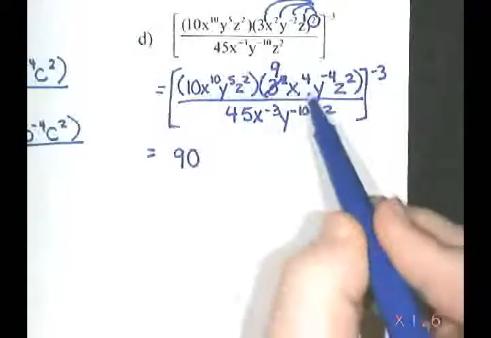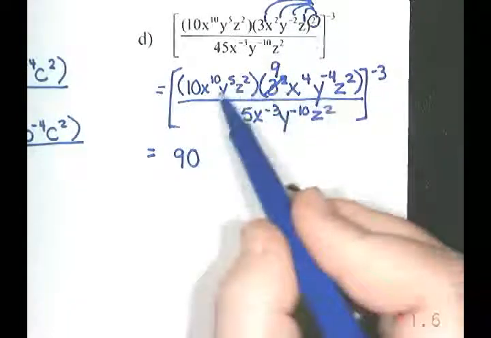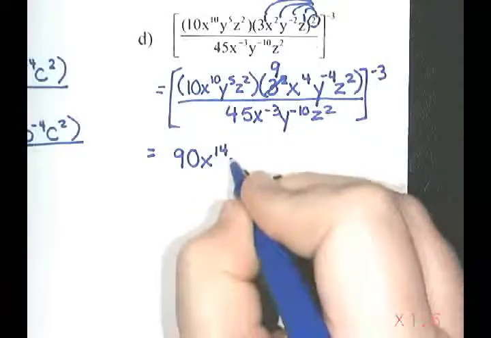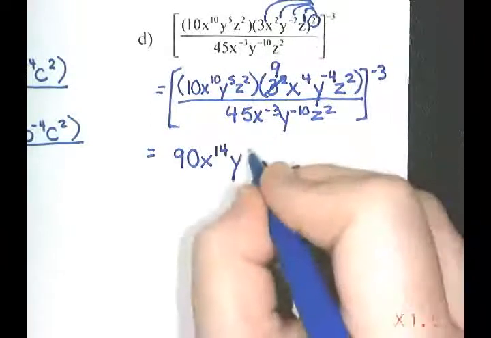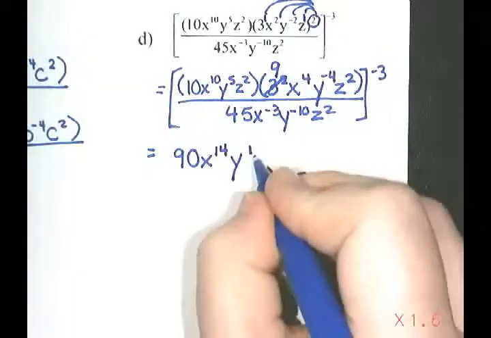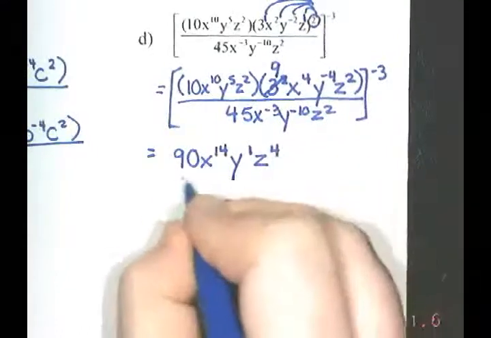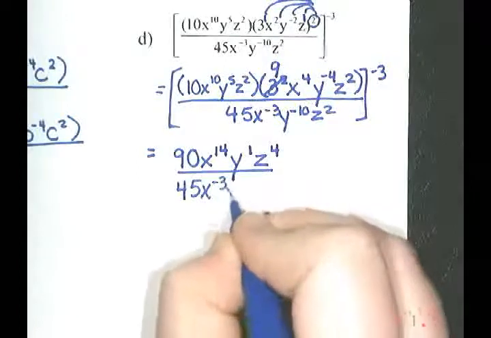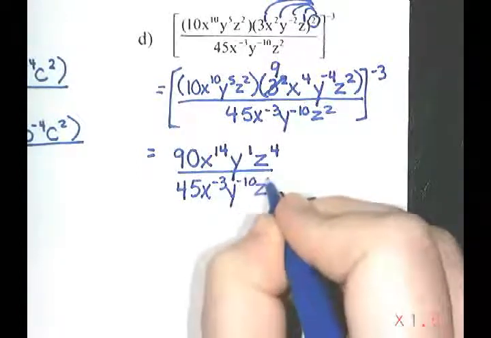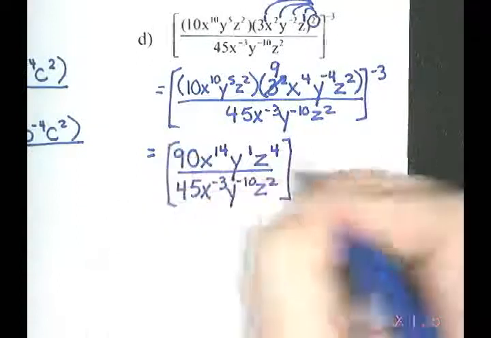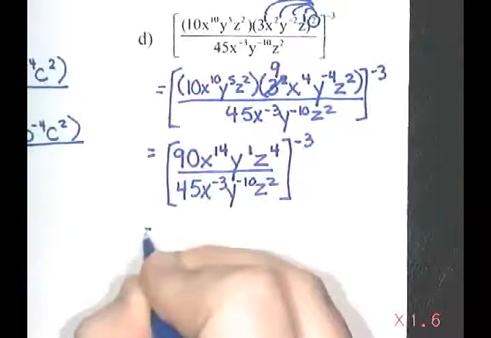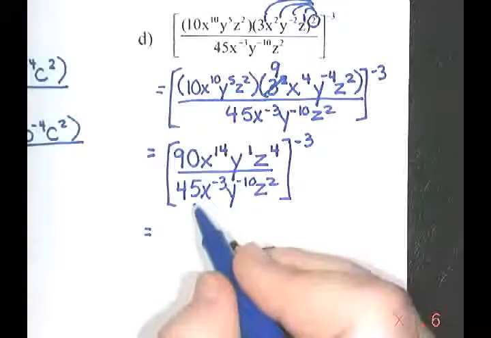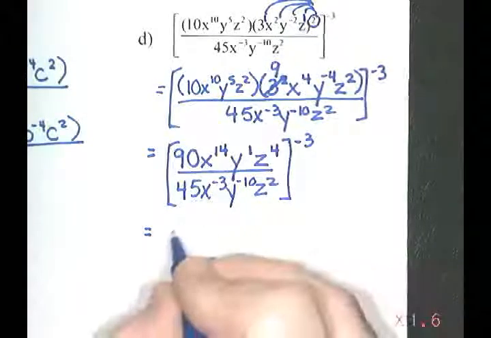And then when we multiply the variables, we add the exponents. So x to the 10 plus 4 is 14. Y to the 5 plus negative 4 is actually just 1. And z to the 2 plus 2 is 4. Writing this part out over and over again is a bit of a pain, but we'll do it. Divide. 90 divided by 45 is 2.